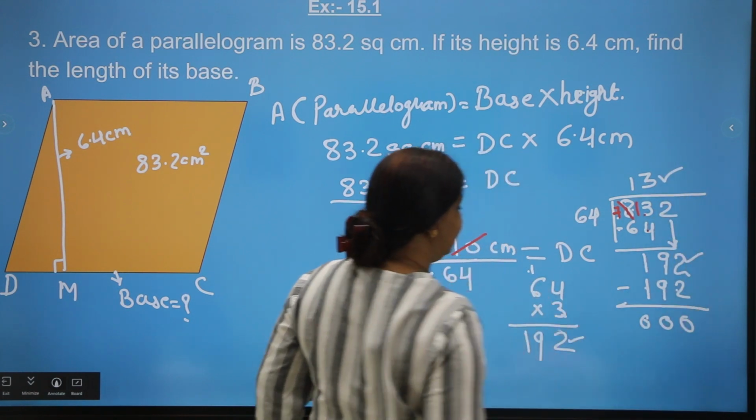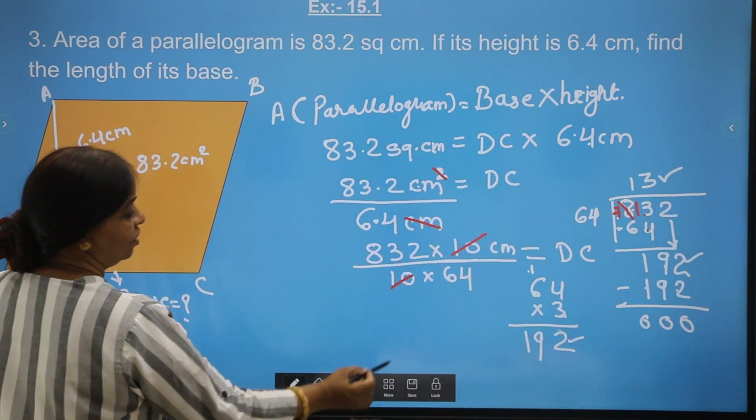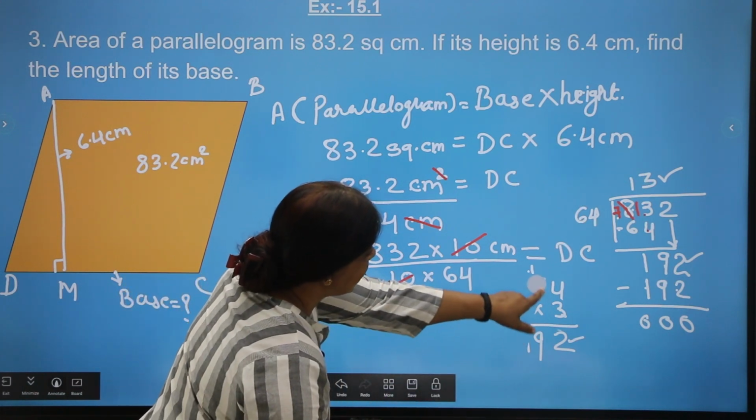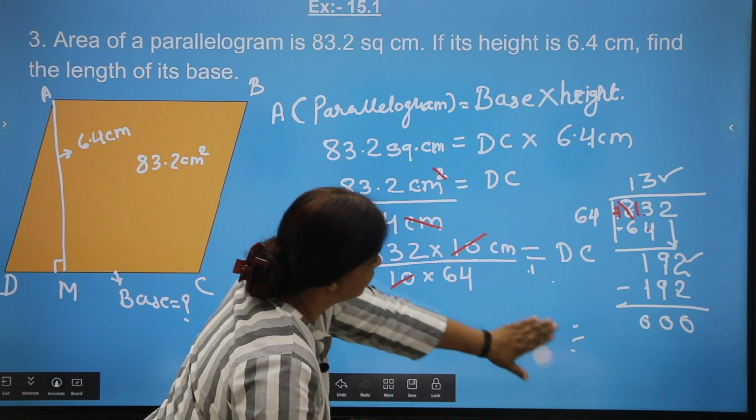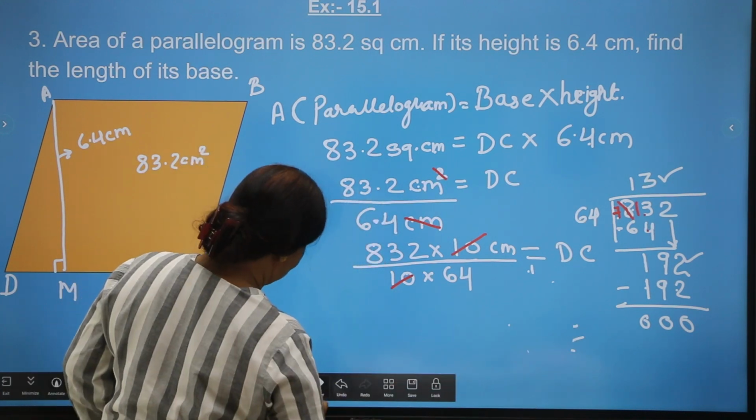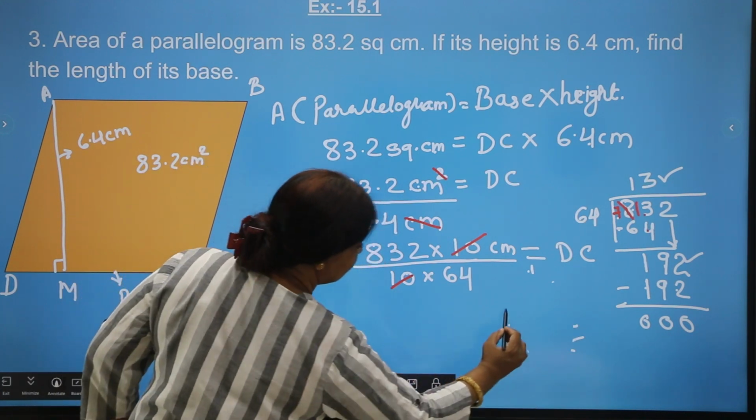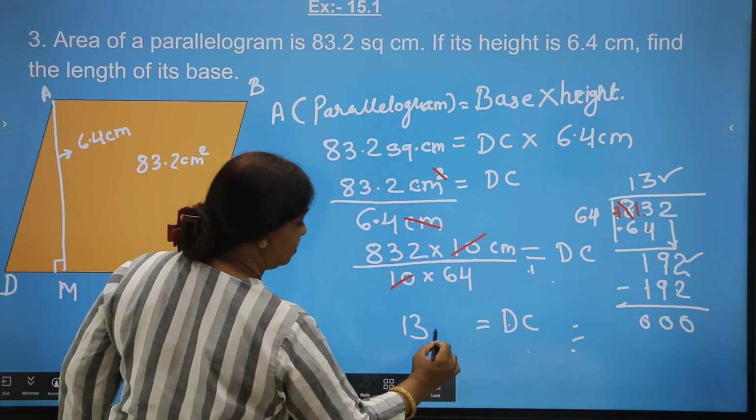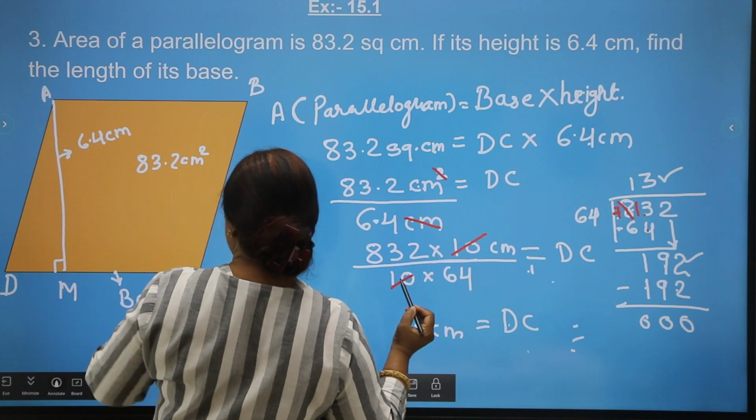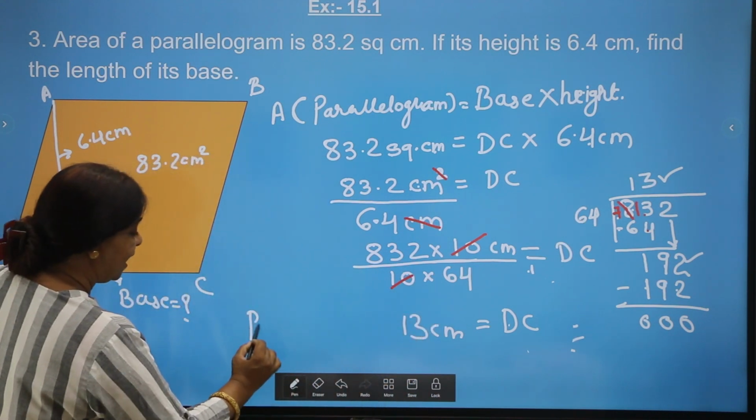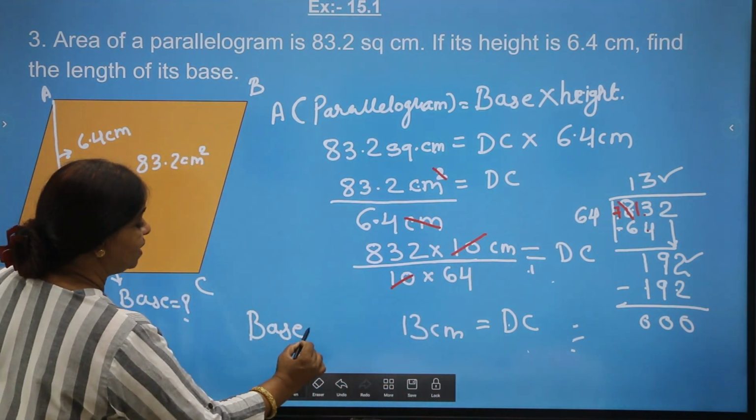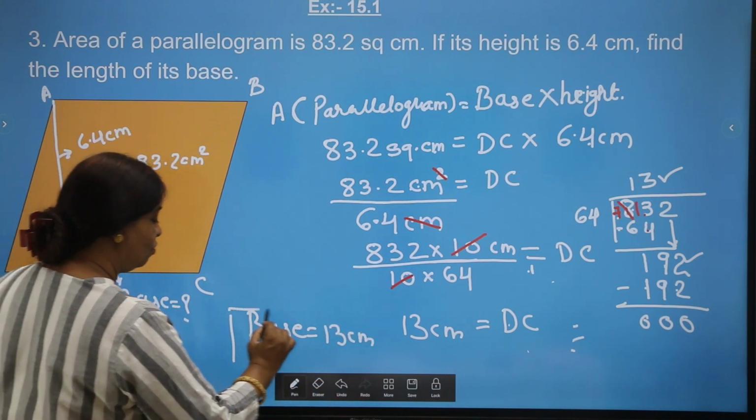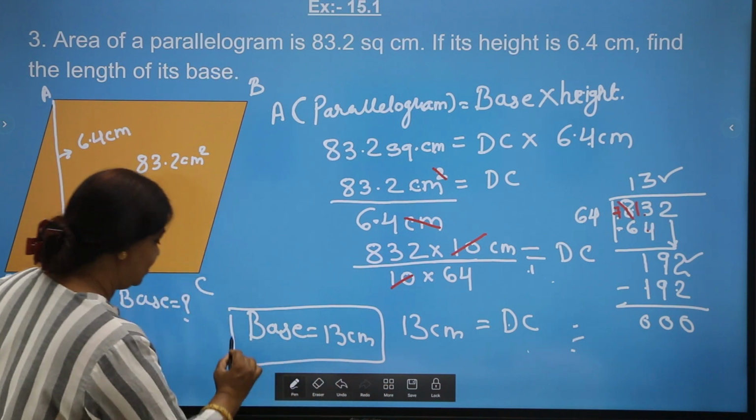So we got 13. And what is that 13? We got DC as 13. So DC is equal to 13 centimeter, and DC is nothing but base. So base of the parallelogram is equal to 13 centimeter. This is your final answer.